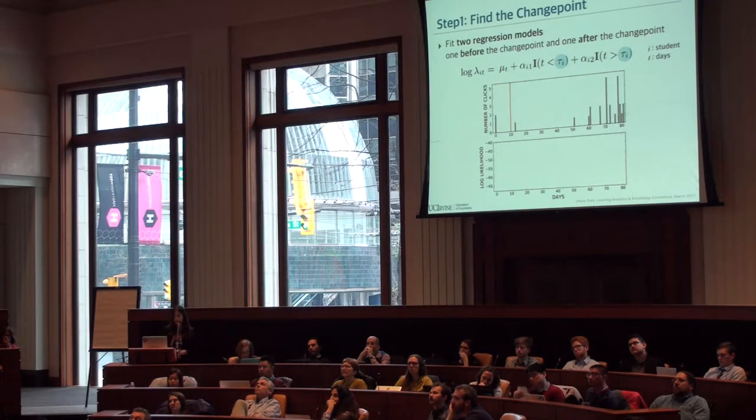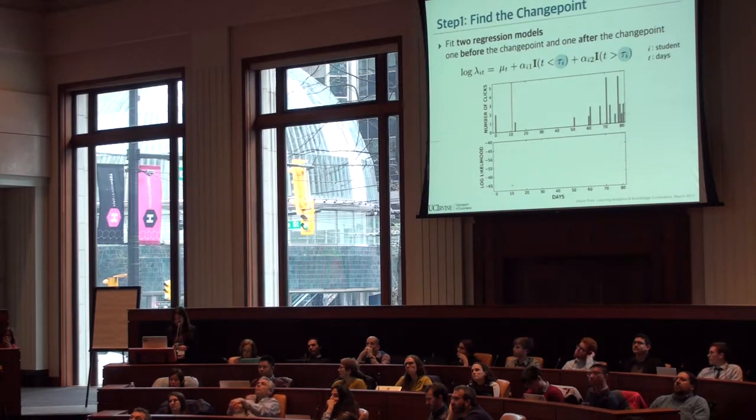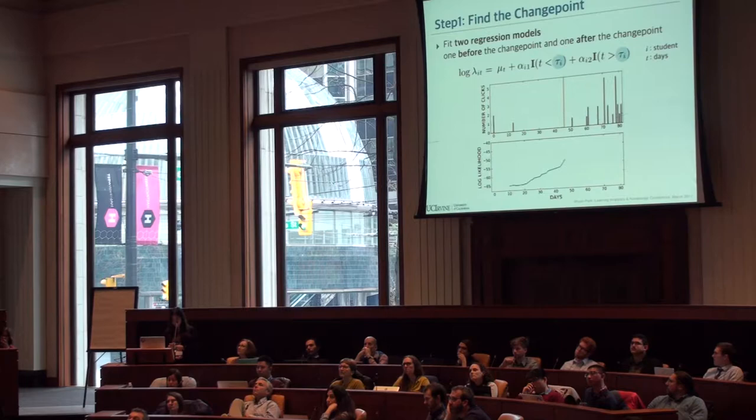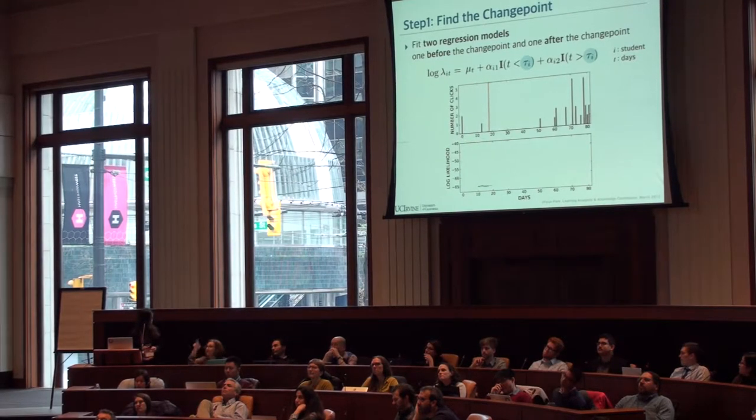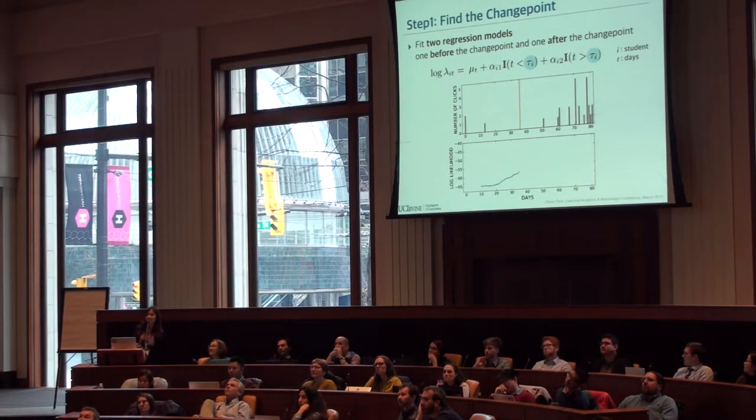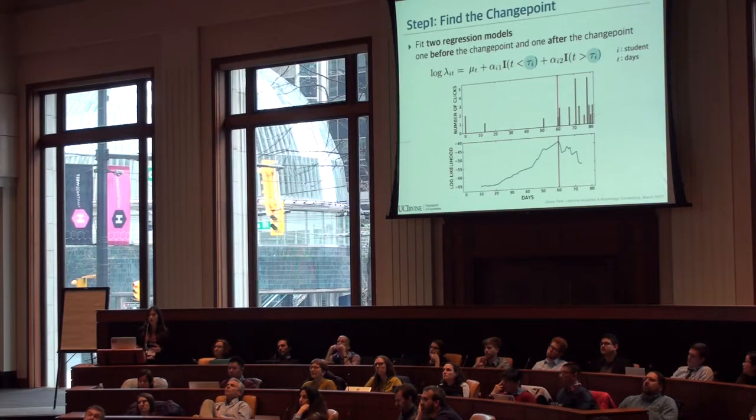I'll show you a quick animation of how this works. Okay, so you can see that you go through each change point, and the log likelihood is calculated for that model, and then we find the tau i that maximizes the log likelihood. So now we have tau i, and we have a model with a change point.